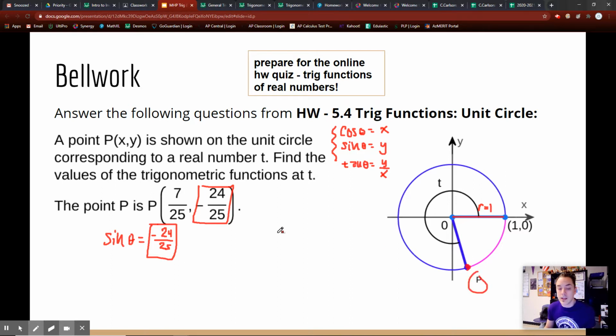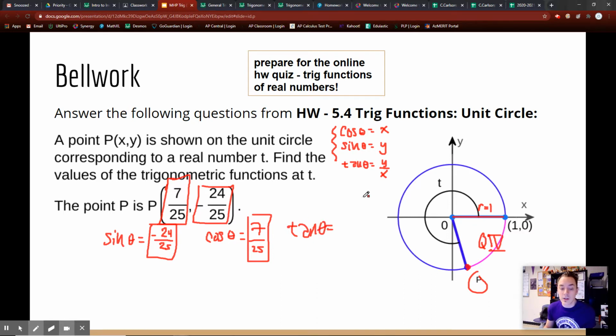And now notice this is negative. Which quadrant are we in? This is where the point is right here. We're in quadrant 4, which means all trig functions are negative except for cosine. So let's see if cosine is actually positive. Cosine of theta is my x, so that's 7 all over 25. Is it positive? Yes.